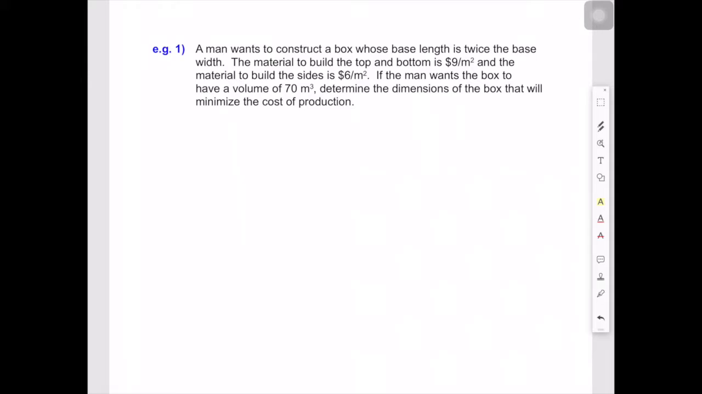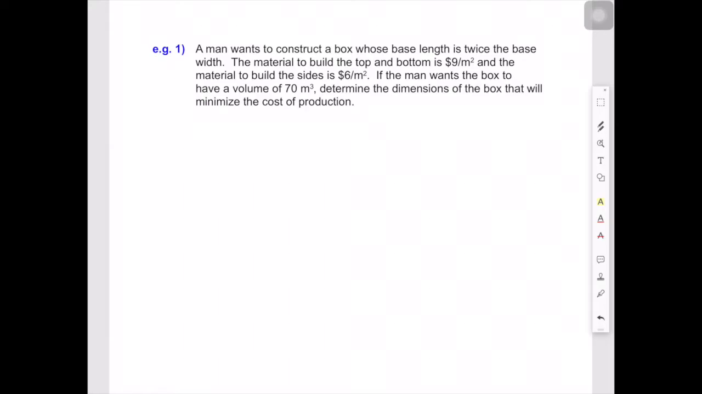Here is example 1 from lesson 59. A man wants to construct a box whose base length is twice the base width. The material to build the top and bottom is $9 per square meter, and the material to build the sides is $6 per square meter. If the man wants the box to have a volume of 70 cubic meters, determine the dimensions of the box that will minimize the cost of production.